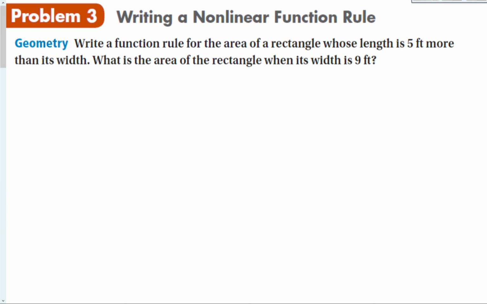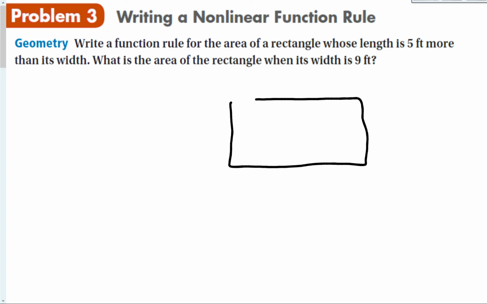So both of those were actually linear functions, because as one variable went up, the other one went up the same amount. Let's see if we can make a function rule for a non-linear function. Okay, so let's write a function rule for the area of a rectangle whose length is 5 more than its width. So what's the area? Well, let's get to the second part in a second. So step one is let's first think about what this looks like.